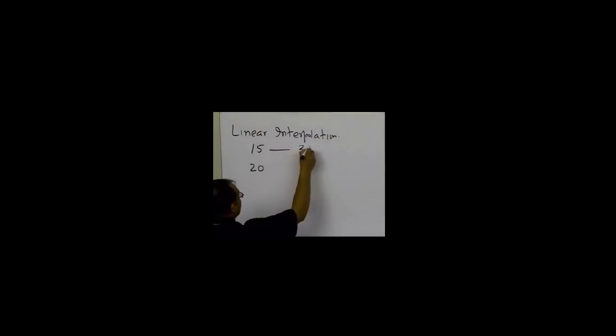So I'm going to write those down. I got 15, 20 are the times. The values are 362.78, and the value here is 517.35.